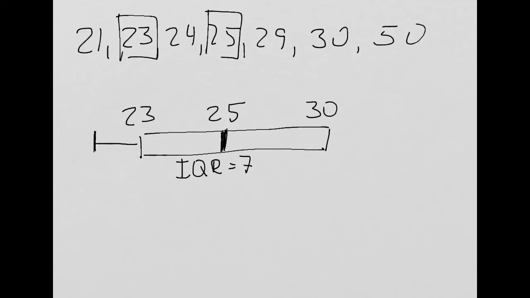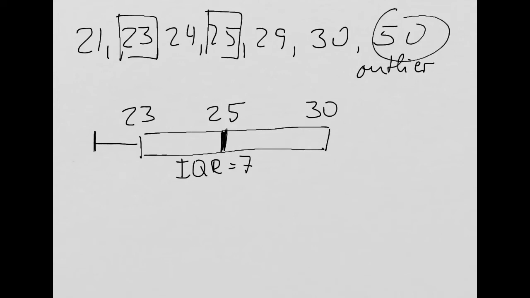It would be over there. Well, it doesn't look right, does it? We have a long whisker. And actually, this 50 looks really weird. It almost looks like it doesn't belong to the data. It's almost like what is called an outlier. But can we be sure?